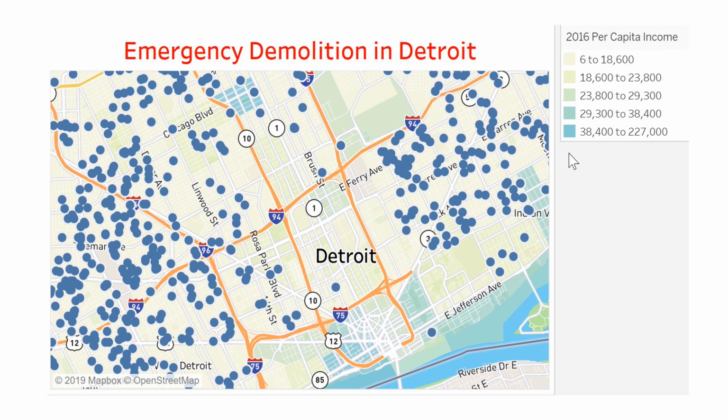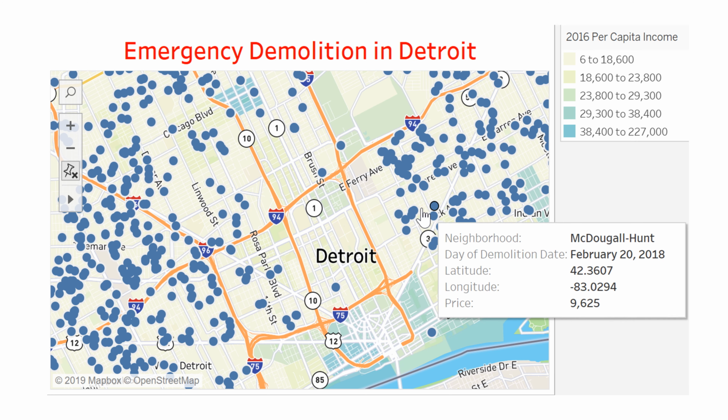This is the map of Detroit. If you see here, the darker the green, the higher the per capita income. In this dark green here, it's 38k to 227k. This dark green is the region of Detroit that is downtown. Here is midtown Detroit.